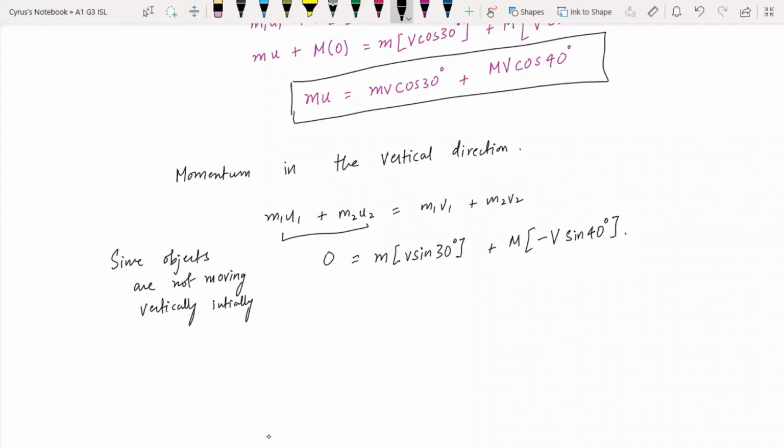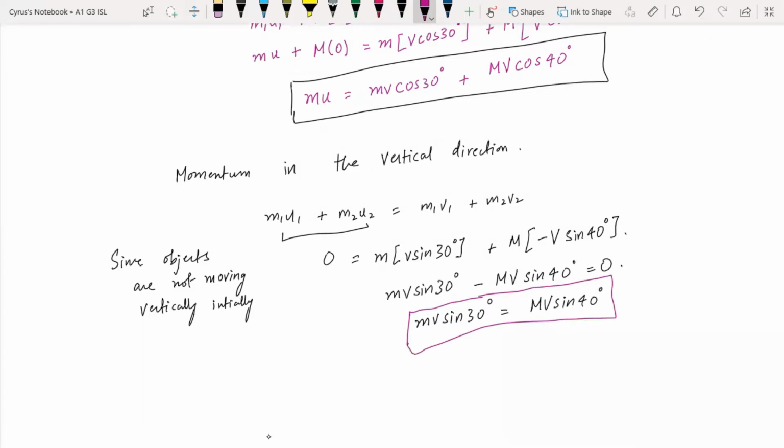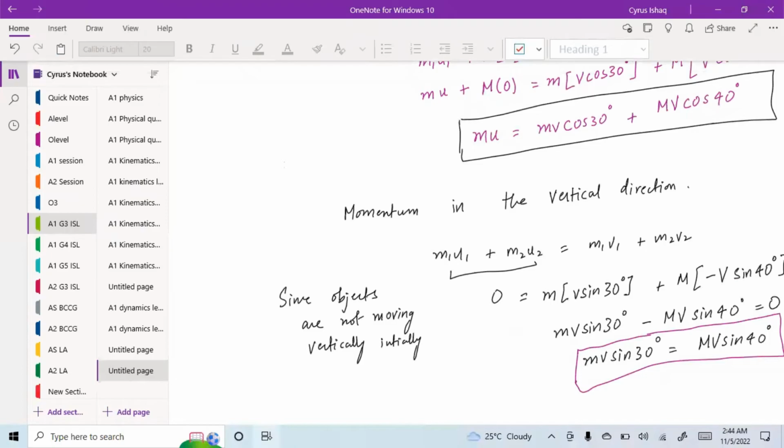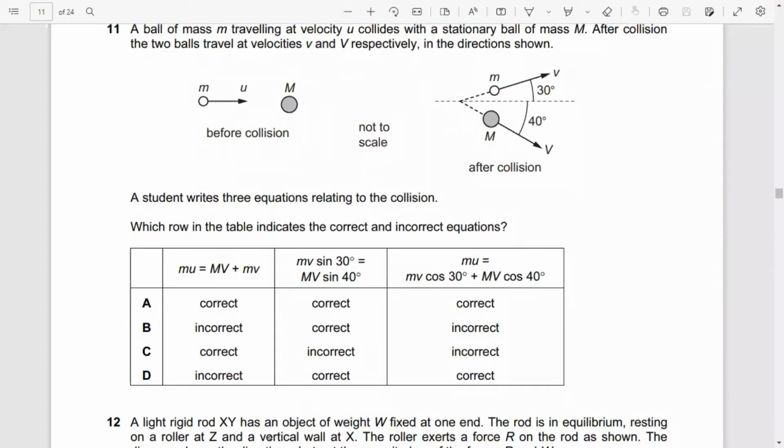And now this becomes mv sine of 30 minus capital Mv sine of 40 is equal to 0. And this becomes mv sine 30 is equal to Mv sine of 40. So this is the second equation that you'll get. And these two equations are valid for such a direction of motion, right? And you can see here, the answer for this question is what? D is the correct answer.